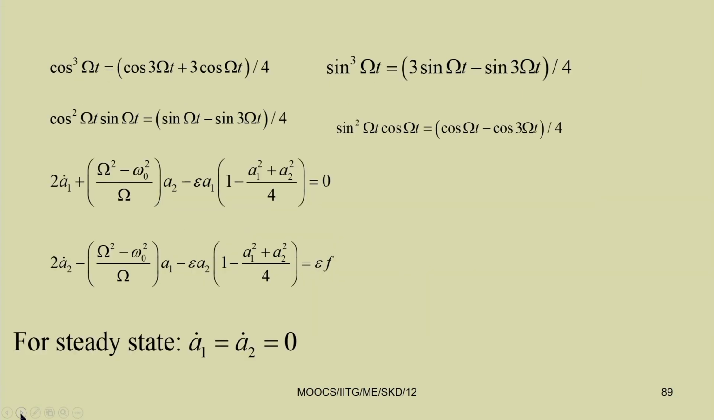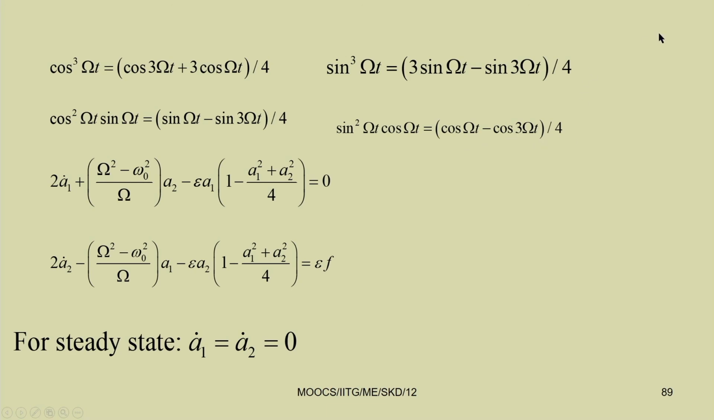So, now we can write this cos cube omega t equal to cos 3 omega t plus 3 cos omega t by 4. Similarly, sin cube omega t can be written as 3 sin omega t minus sin 3 omega t by 4. Then this cos square omega t into sin omega t can be written as sin omega t minus sin 3 omega t by 4. Then the sin square omega t cos omega t can be written as cos omega t minus cos 3 omega t by 4.